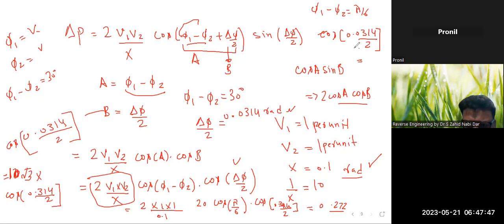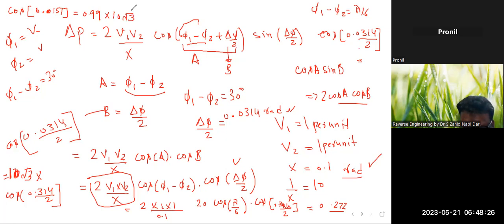This value you tell me, how much? No, 0.0314 divided by 2, how much? First tell me that value. This is 0.0314, right? Yes, sir. 0.0157. Now you do cos of 0.0157. How much is the value you are getting? So 0.999 into 10 root 3. So it should come. Then what is the answer he has given?